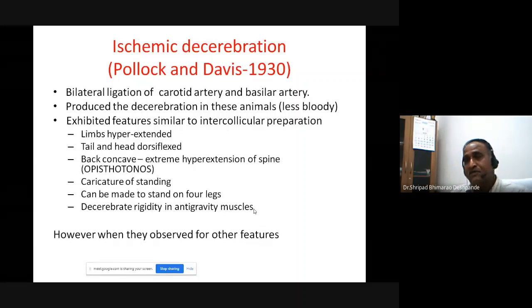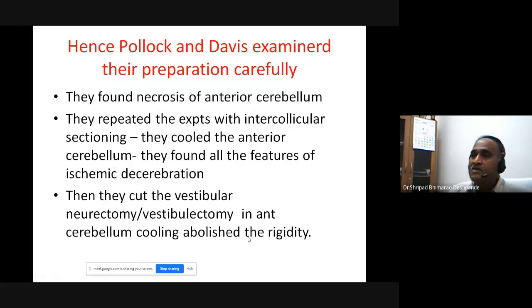Otherwise, Sherrington's intercollicular or mid-collicular sectioning is the most difficult and most destructive type of procedure. However, they had to match the experiments Sherrington performed and show those features. When they observed for other features, they opened up the animal at postmortem and saw necrosis in the anterior part of the cerebellum. The anterior part of the cerebellum was totally necrosed.